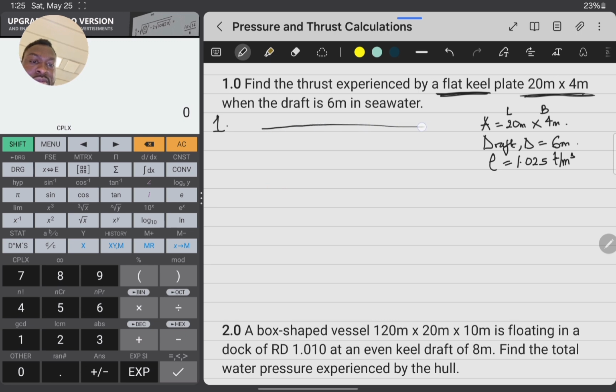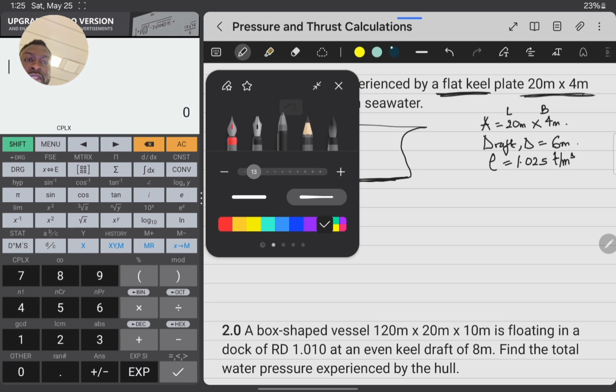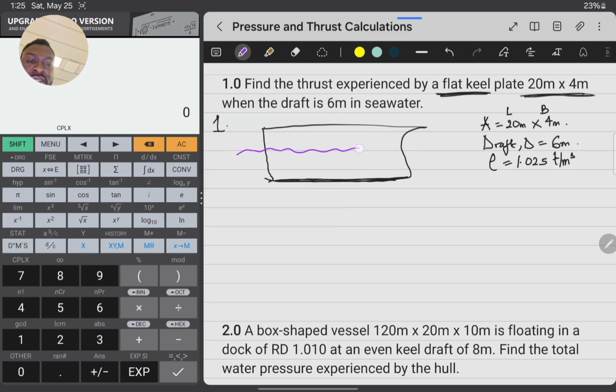So if this is the shape, for example, this is the shape. Now this is the keel, we have water, so this is 6 meters draft. So from the water surface to the keel is 6 meters. They said find the thrust. So we know that thrust is the pressure times the area from the previous proof. That means we have to find the pressure and then multiply by the area.